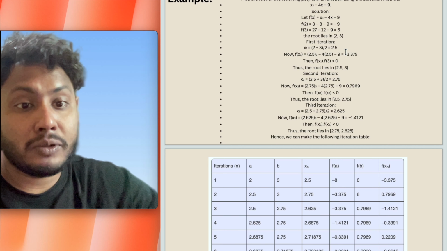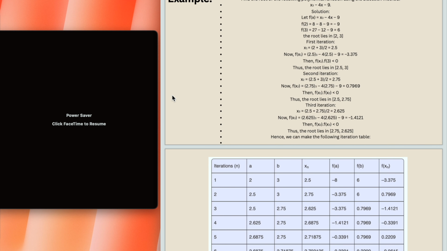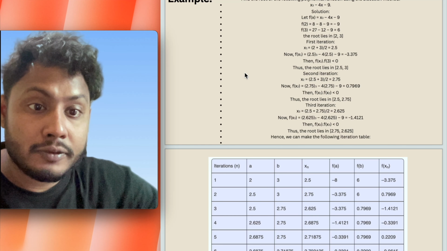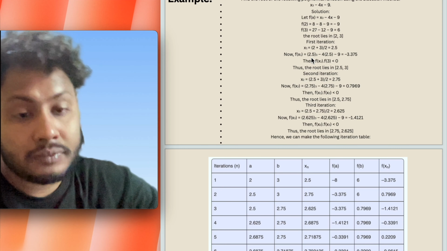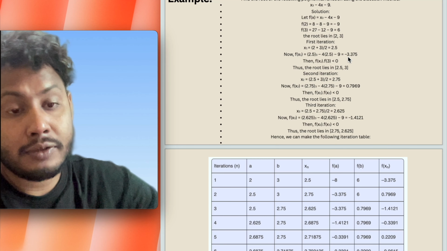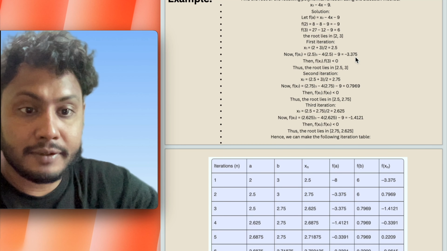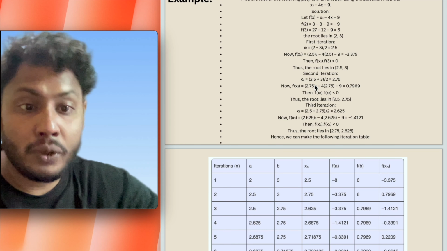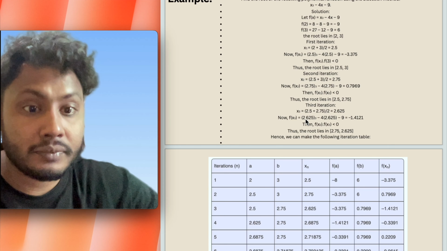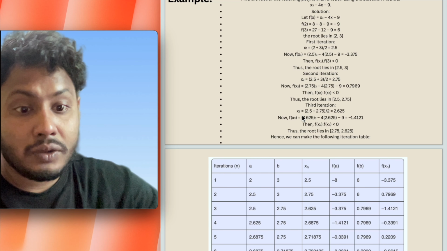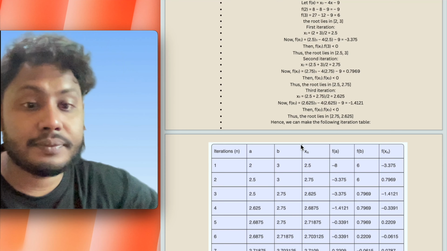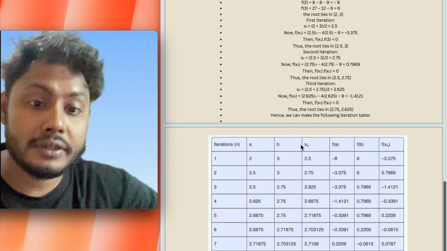Thus we will apply the formula. The formula is f of x1. Now f of x1, with x1 equal to 2.5, is 2.5 cubed minus 4 into 2.5 minus 9, which is minus 3.375. Thus we will work according to f of x. Then we go to the iteration table.